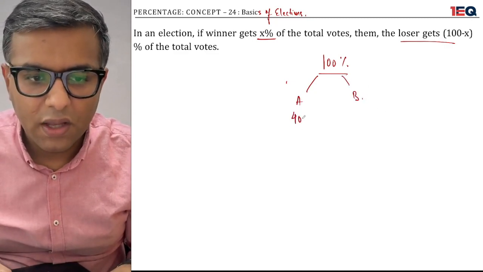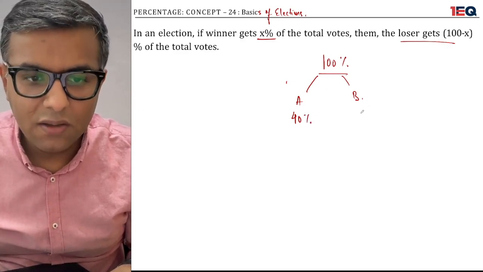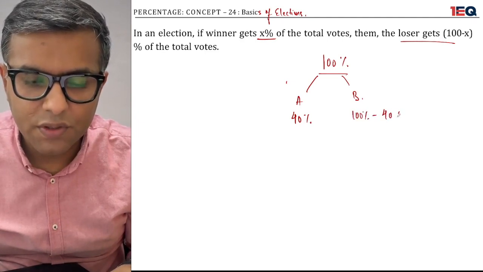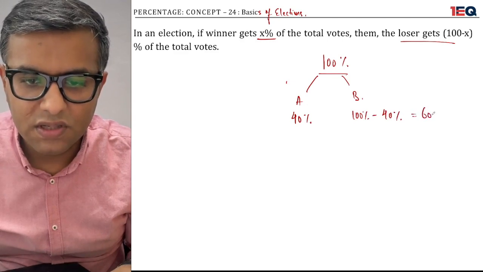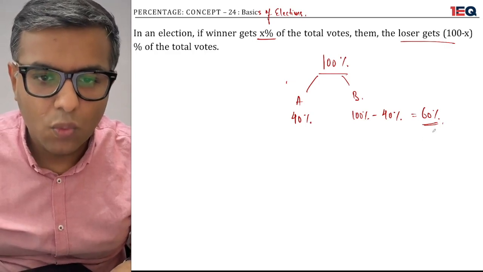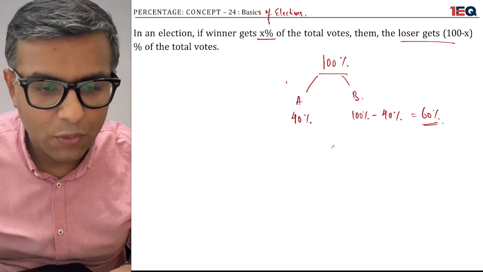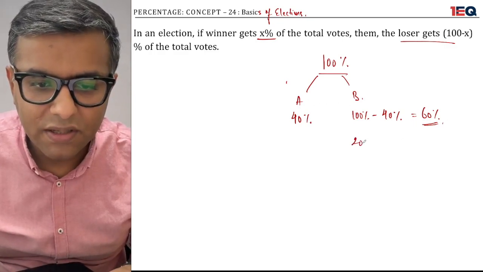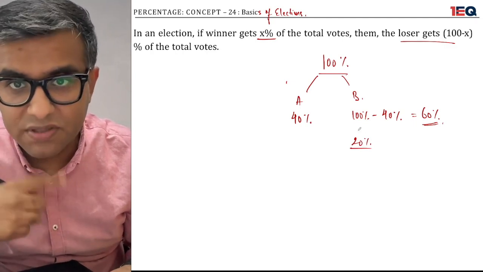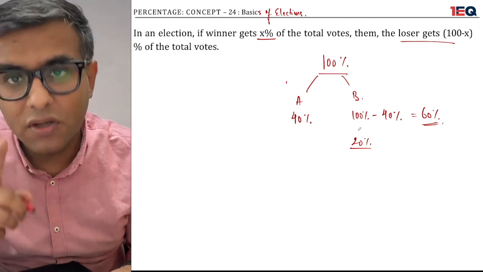So let's assume A got 40% of the votes out of the 100% votes that were polled. So B would get 100% minus 40% of the votes, which is equal to 60% of the votes. So this person is definitely going to win. There is a gap of 20% that has been created, because the winner got 20% more votes than the loser, out of the total votes.